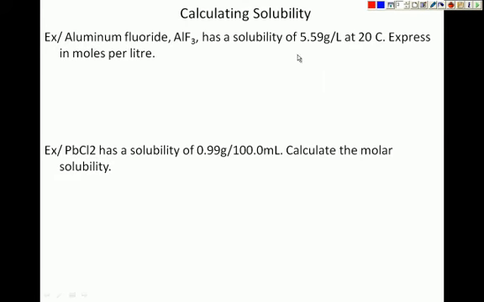Anyways, so right here we have two questions, and we see that aluminum fluoride has a solubility of 5.59 grams per liter at 20 degrees Celsius. Now express this in moles per liter. So we're just going to use stoichiometry to change 5.59 grams per liter into moles per liter, or in other words, molarity.